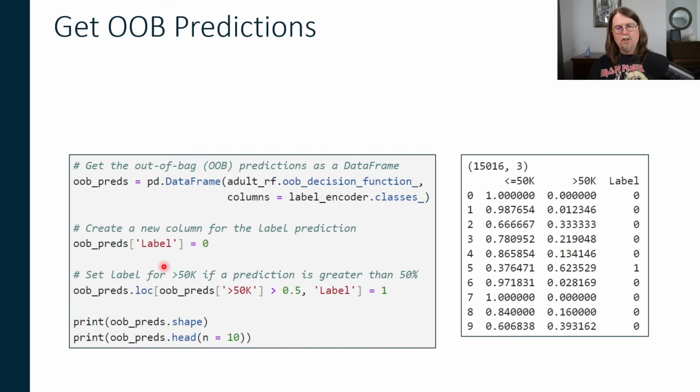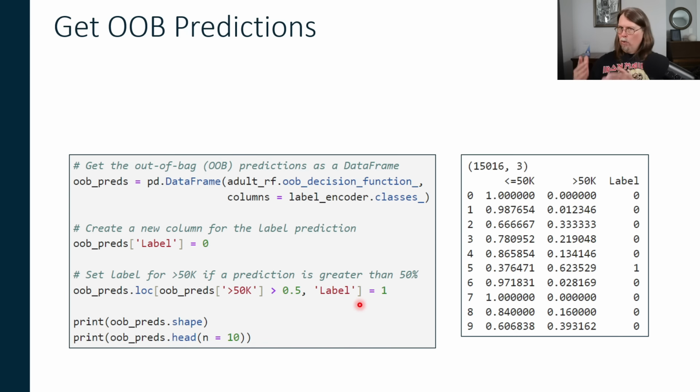Then I'm going to change the value of the label column based on the voting for greater than 50K. So what I'm going to say here is any place where more than half of the trees in the forest voted for greater than 50K, make the label value equal to 1. The easiest way to think about that is to look at this particular row right here. Notice that more than 50% of the trees voted for greater than 50K, so the label is now 1.